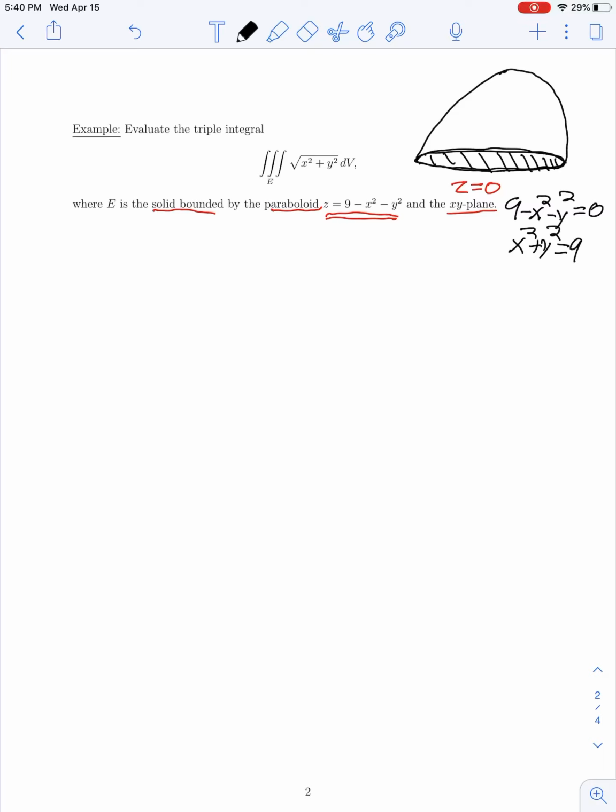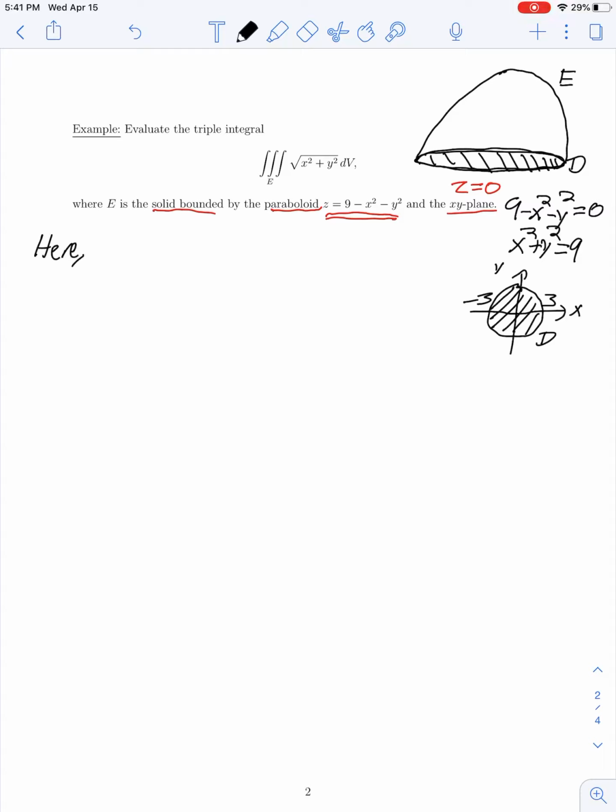So if we were to project our solid region E down onto the xy plane, we get a disk. So here our projection onto the xy plane gives us this disk of radius 3 centered at the origin. So let's see how we could set up our triple integral in terms of cylindrical coordinates. Let's see if we can describe this region.